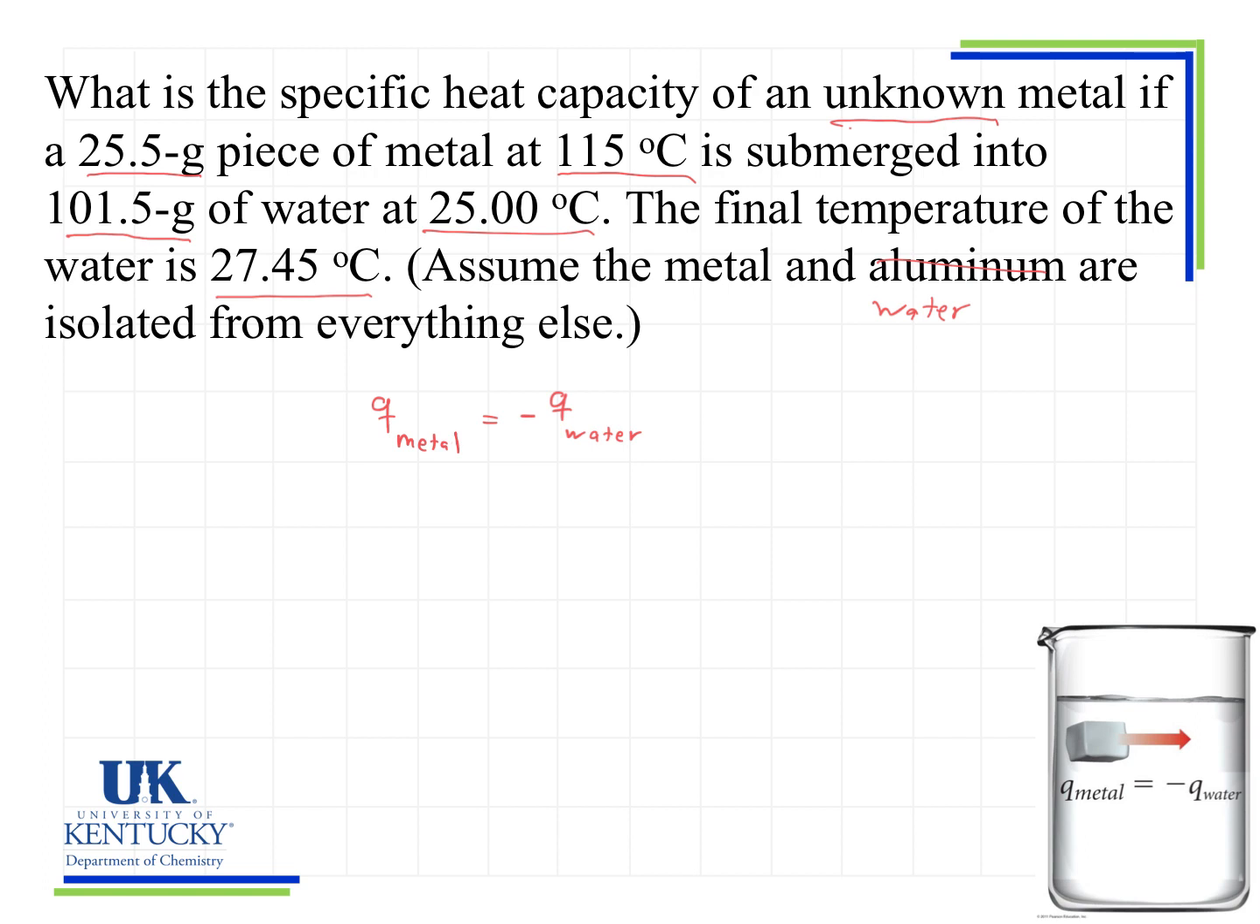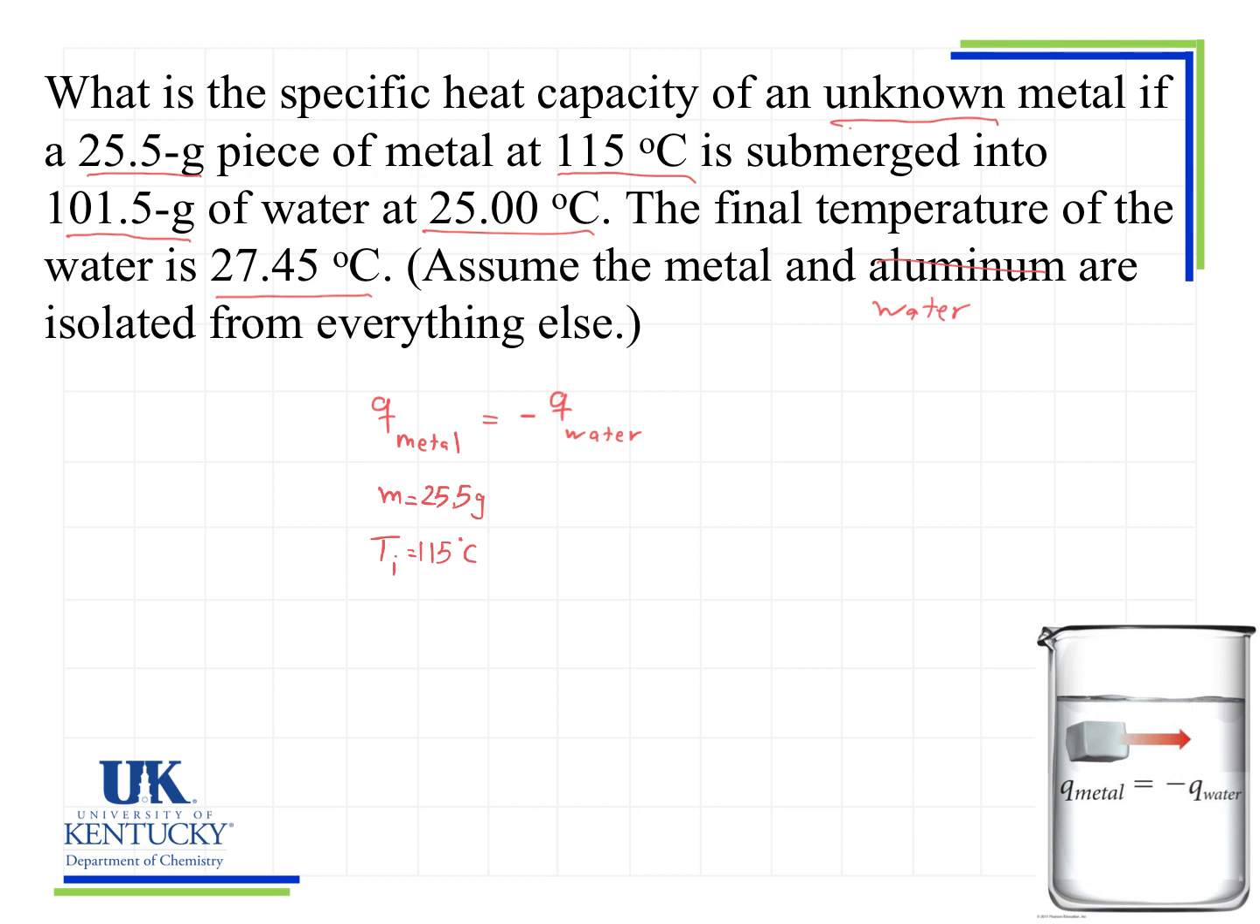Okay, Q of the metal is exactly equal to the Q of the water. So what do we have? As we are reading the question, we want the specific heat of the metal, right? We have the mass of the metal, so on the metal side we have the mass, and what is that? 25.5 gram. Okay, and we have the temperature, so is it final temperature or initial temperature? It's the initial temperature of the metal, and this is 515 degrees Celsius.